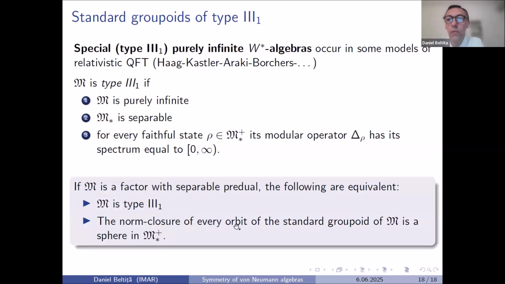So the groupoid acts on its base. Its base is the positive cone in the predual. And this action has some orbits. This is a deep theorem due to Takesaki, the characterization of type 3,1 factors in terms of the unitary orbits. But we can express the unitary orbits in terms of groupoid orbits, and we get this groupoid characterization of type 3,1.